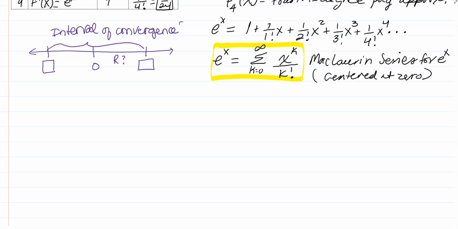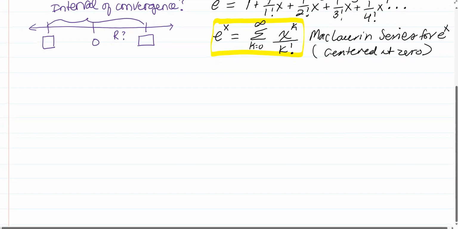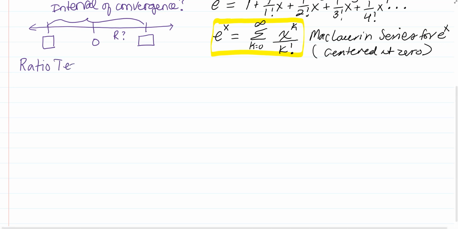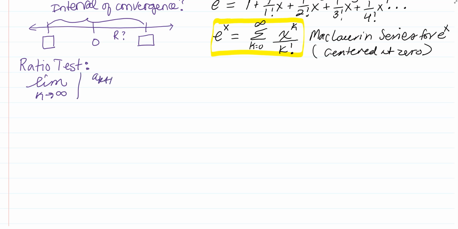In order to do that, we have two choices, either the ratio test or the root test. Well, I am going to take the ratio test for this one. Okay, so applying the ratio test, I need to find the limit as k goes to infinity of the absolute value of a sub k plus 1 divided by a sub k.